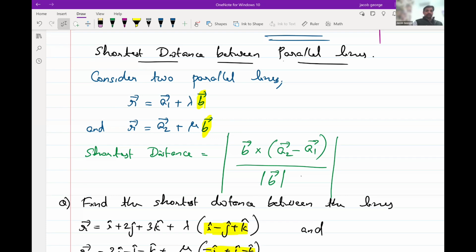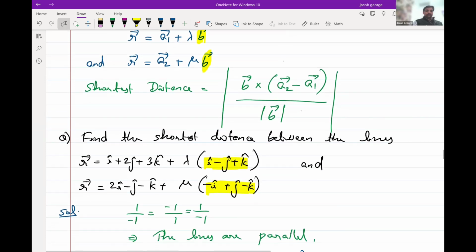Then B vector cross A2 minus A1 by magnitude of B vector. There is no B1 cross B2; B1 and B2 together are the B vector. Correct formula to be written. Okay, and identify it in the proper way.